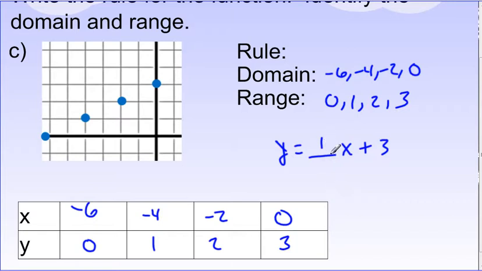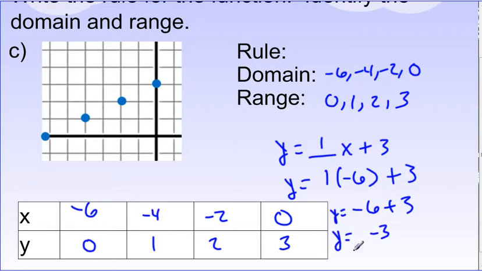So plug in 1. So what happens if I take 1 times negative 6 and then add 3 to it? Do I get 0? Well, 6 times negative 1 is negative 6, plus 3 is negative 3. Well, I didn't get 0. Okay. So try something else. How about 0? Because we have to get a little bit smaller. So if I plug in 0, 1 times 0 is 0. 0 plus 3 is 3. Well, that didn't work either, because the first time when we plugged in 1, we got a negative 3. Now we got a positive 3.